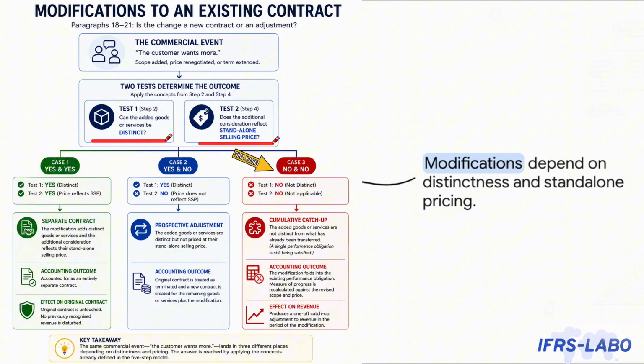But if the new stuff is not distinct, meaning you are still satisfying that original obligation, it's a cumulative catch-up. You recalculate your progress and take a one-off adjustment in the current period. It's the exact same commercial event, the customer wants more, landing in 3 entirely different accounting realities.